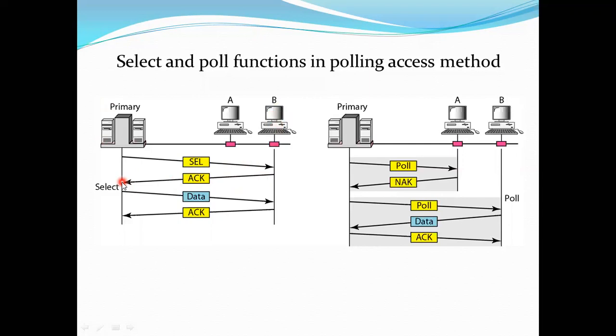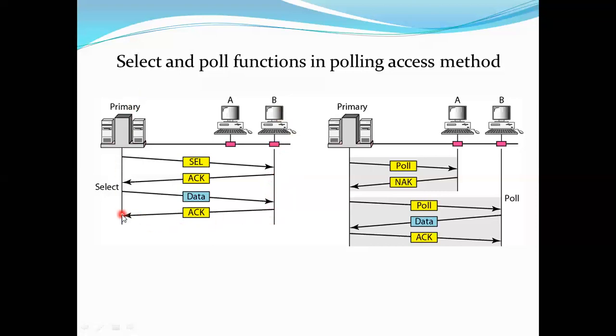Once the acknowledgement from the secondary device, station B, is received, the primary starts sending the data. Once the data is sent and received successfully, station B, the destination station, should send an acknowledgement back to the primary station saying that whatever data you have sent, we have received successfully.